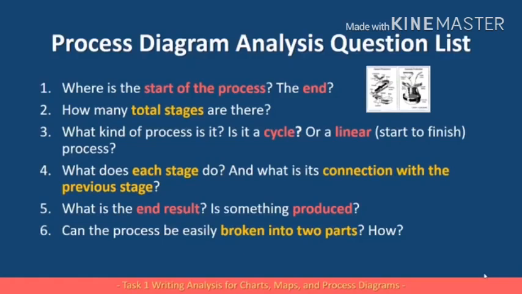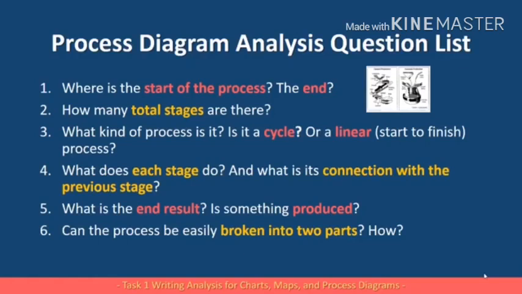So a cycle, the beginning and the end are basically the same. It just continues on and on and on. And a linear has a beginning and then has an end. And they're not connected. Number 4, what does each stage do? And what is its connection with the previous stage? And number 5, what is the end result?